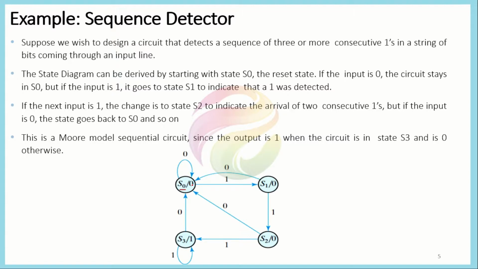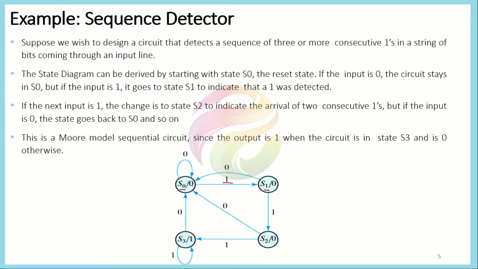And then when it receives the first 1 from the input, it would move to the next state, which is S1. Again, when it is at S1 and it receives a 0, our sequence would break, because after 1 there is a 0 occurrence, so our system will go back to the reset state, S0, and start again.